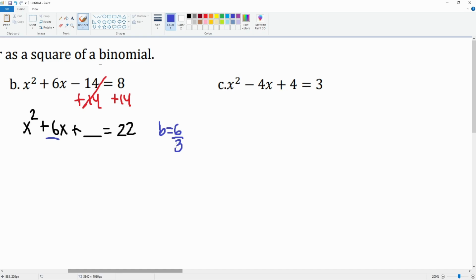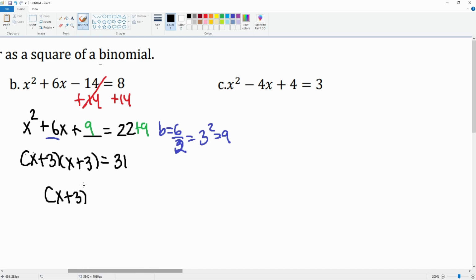We divide by 2. We get 3. We then square it. That becomes 9. That means we're adding a 9 to both sides. The left-hand side factors. Two numbers that multiply to 9 and add up to 6 would be 3. So it's x plus 3 and x plus 3. 22 plus 9 becomes 31. We can write this as a square binomial. So it's x plus 3 squared is equal to 31.